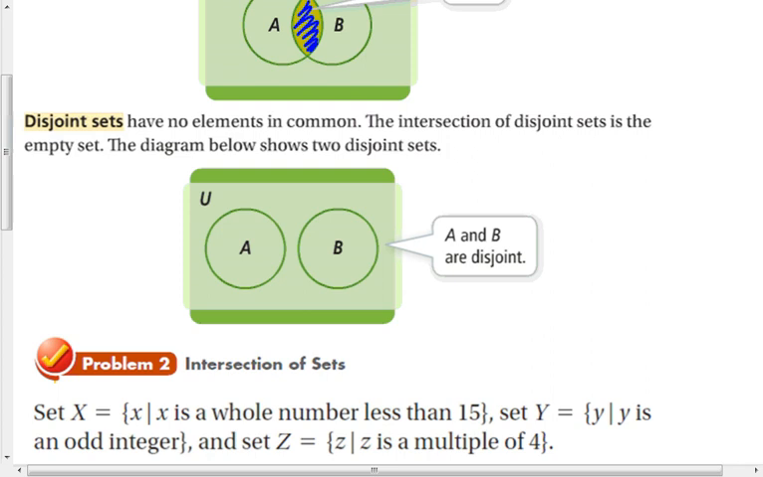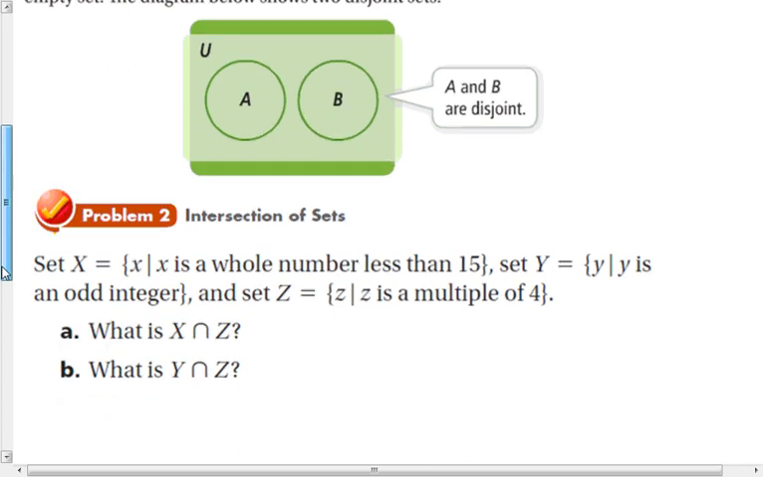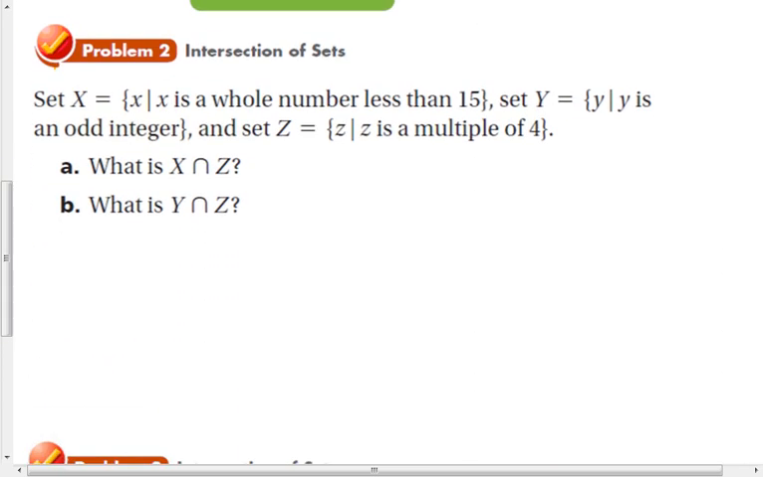And here's an example of that. Notice they have no region where both A and B are covered. So they have nothing in common. Those are called disjoint sets. And we say that the intersection of those two sets is the empty set. All right, so let's try a problem here.